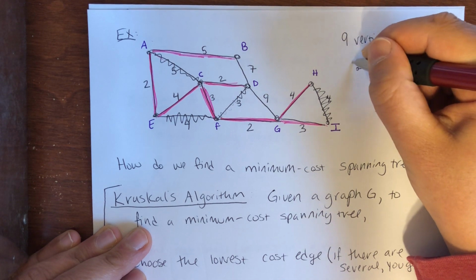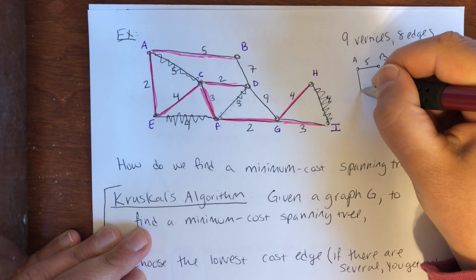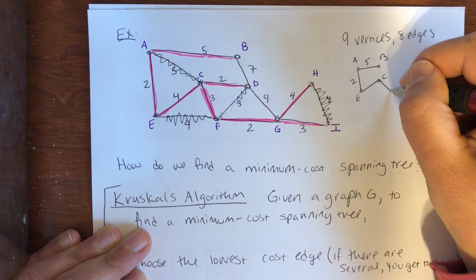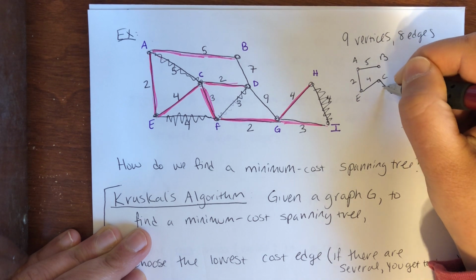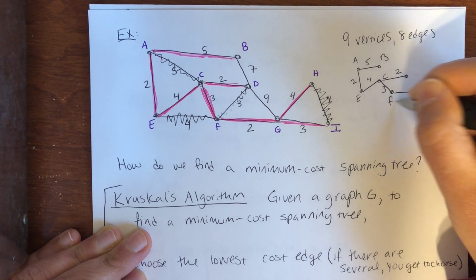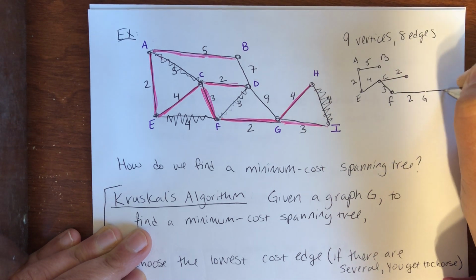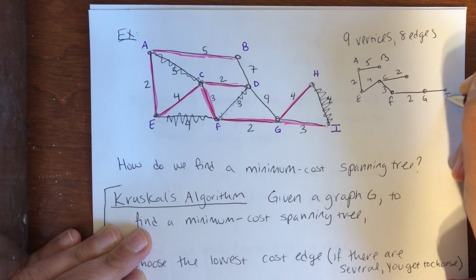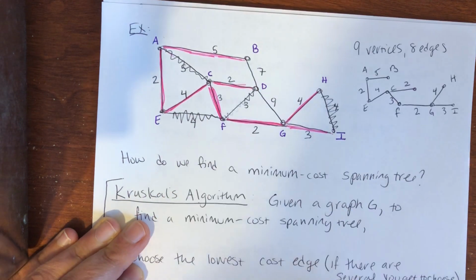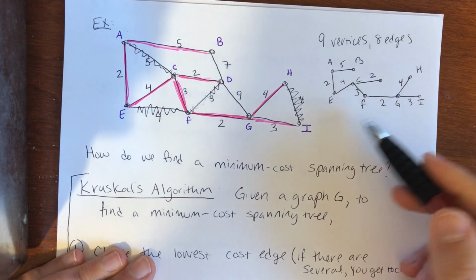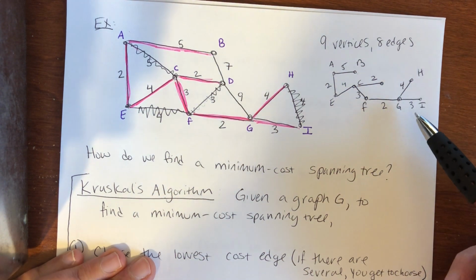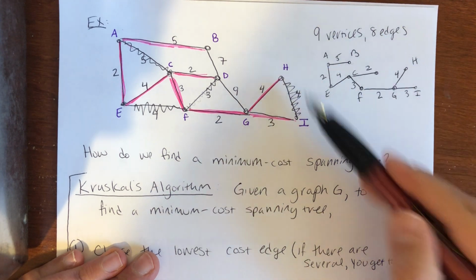So here's what we have at the end. We have A to B, we have A to E, E to C, C to F, C to D, F to G, G to I, and G to H. That's our spanning tree at the end. It doesn't turn into a path, and so that's fine. As long as it's connected, as long as it's a tree, then it's fine as a spanning tree.